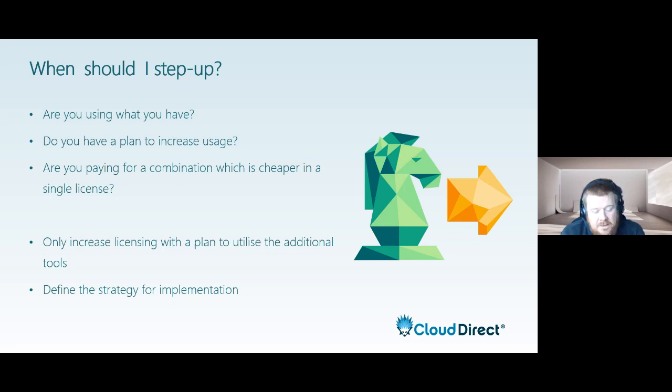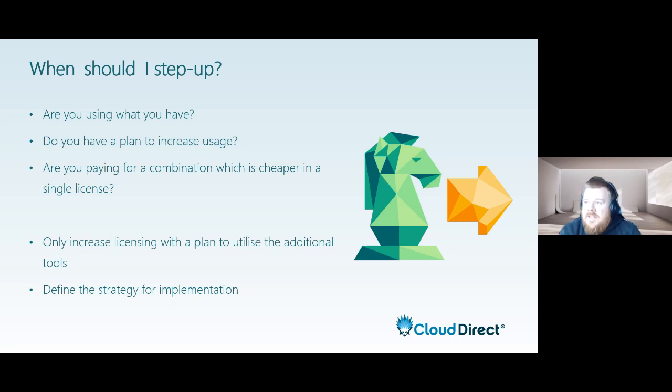And the bottom two are things that I've already run through. Let's only increase licensing when you've got a plan to utilize the tools. There are things that you need within your kit bag, and there are things that you want to do with that, and you've got a defined strategy for implementation. So if you are planning to implement something like Teams calling when a contract expires in 6 months' time, then you can add that into your roadmap. You can add that into the strategy and you can work towards that deadline knowing that your licensing is covered.